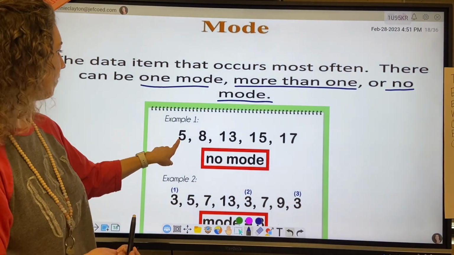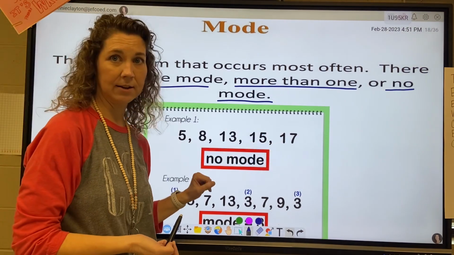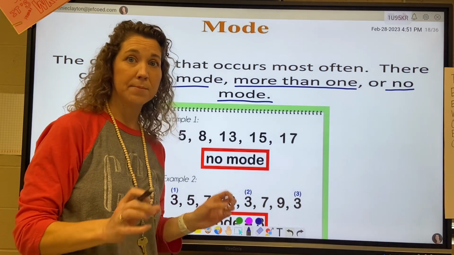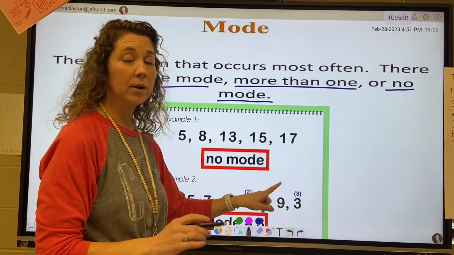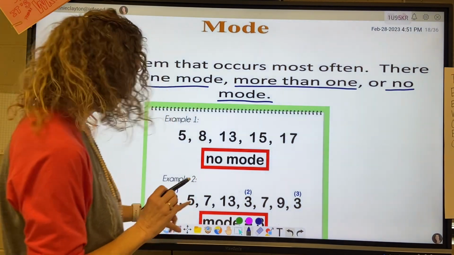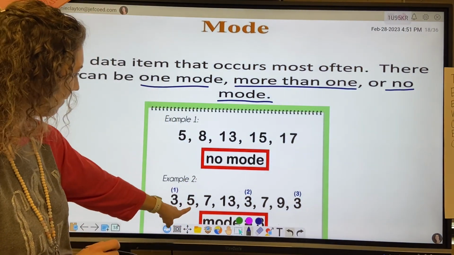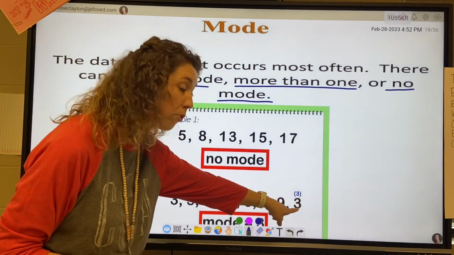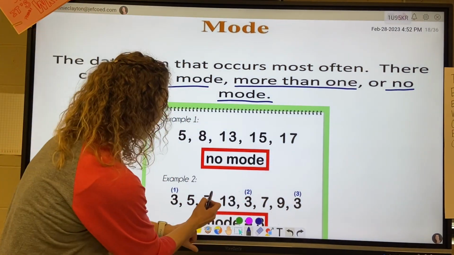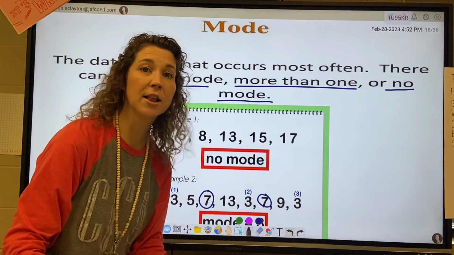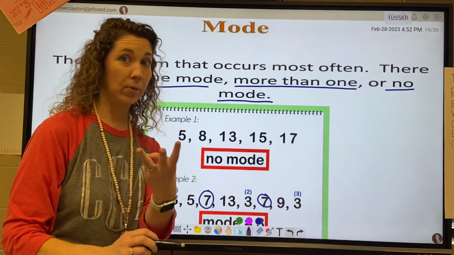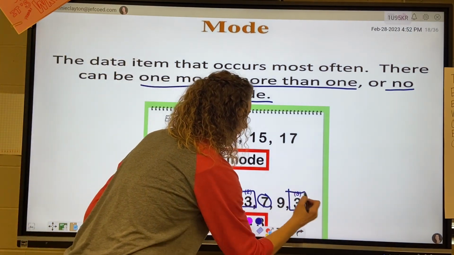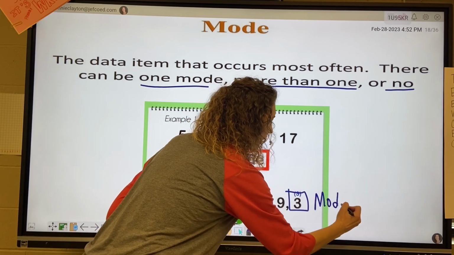Look at this first example. 5, 8, 13, 15, and 17. None of those numbers are repeated. No number is the most. So we would say there's no mode because there's no number that's repeated. Look at the second set though. 3, 5, 7, 13, 3, 7, 9, 3. Now look, 7 is repeated twice, but that's not the mode because 3 is repeated 3 times. We have a 3, and a 3. So the mode is 3.